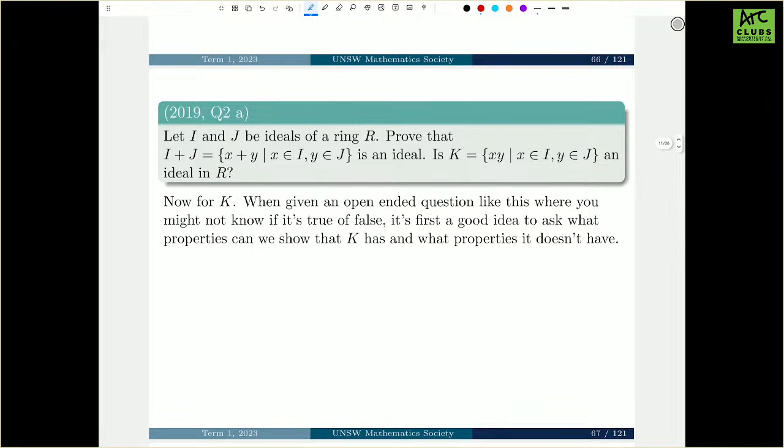Okay, let's think about K. So this is a bit of an open-ended question. We have to decide whether K is an ideal or not. As it turns out, it isn't. But yeah, it's a good idea to ask ourselves what properties does K have and what doesn't it have?